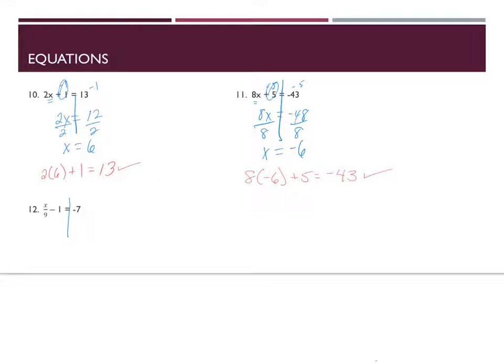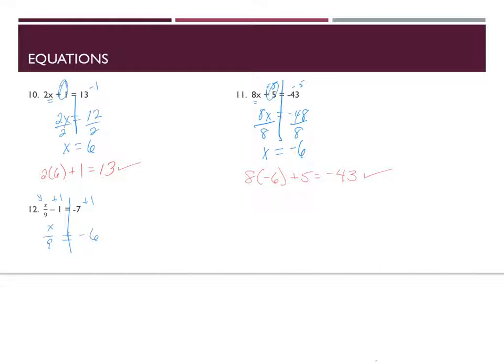Locate your equal sign, locate your variable. I got to get rid of a -1 first. I do that by adding 1 to both sides. Leaves the x over 9 alone. And on the other side, -7 plus 1 is -6.